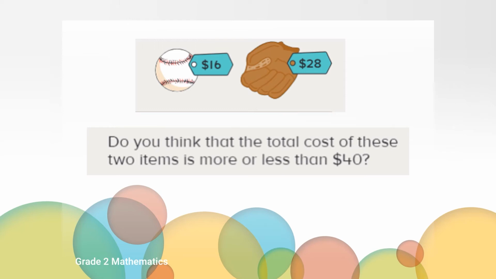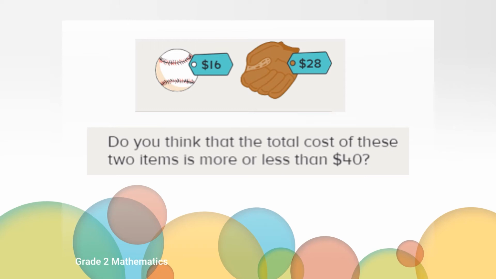I was thinking about estimating, and I know 28 is close to 30. 30 and 16 make 46, which is greater than 40. If I were to really solve for the cost of the ball and glove, my answer should be close to my estimate of 46. My estimate helped me to see if the real answer I get is reasonable and makes sense. After I made my estimate, I used a strategy to solve just like you did.